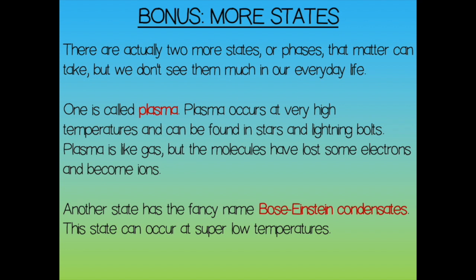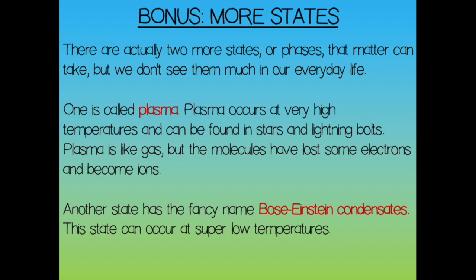There are actually 2 more states or phases that matter can take but we don't see them much in our everyday life. One is called plasma. Plasma occurs at very high temperatures and can be found in stars and lightning bolts. Plasma is like gas, but the molecules have lost some electrons and become ions. Again, very high temperatures. Another state has the fancy name Bose-Einstein condensates. This state can occur at super low temperatures.